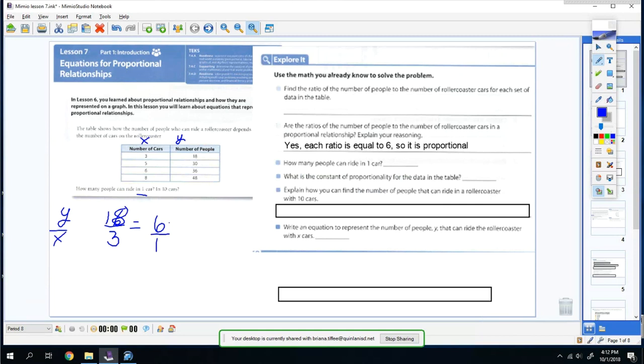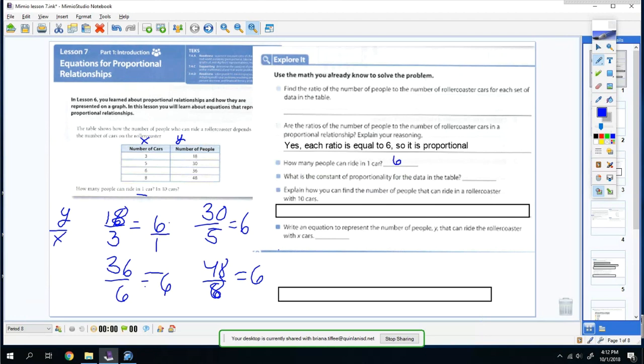What I mean by that is my first ratio is 18 over 3. My next one is 30 over 5, which equals 6. The one after that is 36 over 6, which equals 6. And then 48 over 8, which equals 6. Since they all equal the same thing, they all have the same ratio, or the constant rate, which is 6.